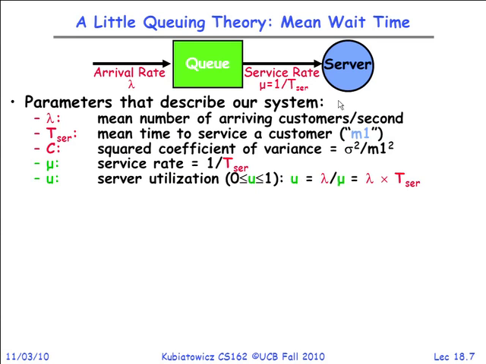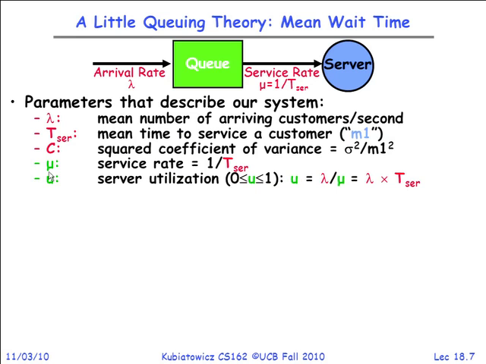Don't get u and mu confused. There's a little tail on the mu. So what do we want to compute out of all of this? So far I've got three red parameters which define my system: lambda, T service time, and C, and two derived ones.